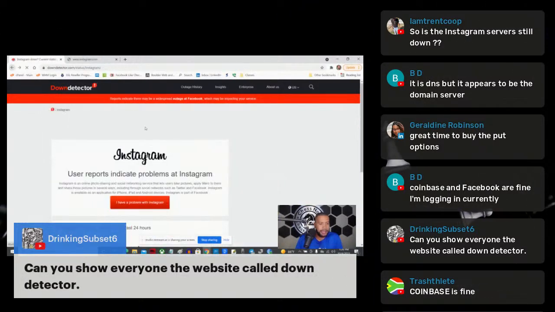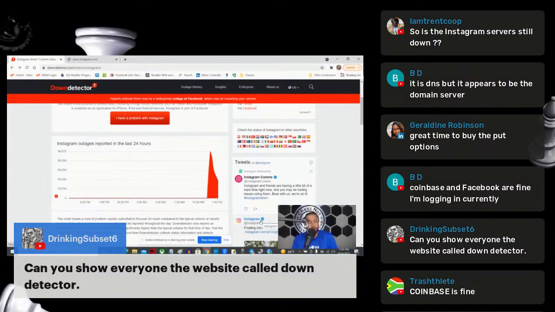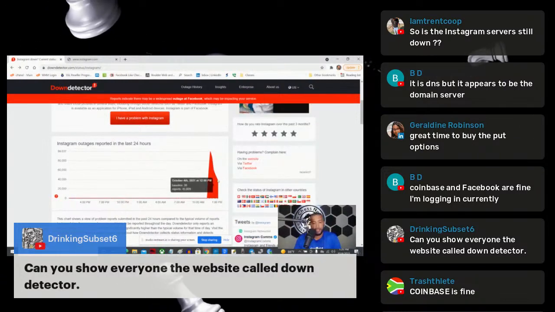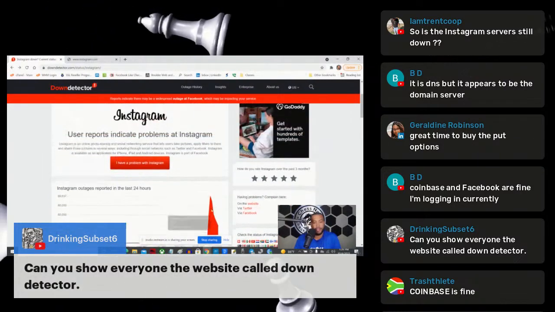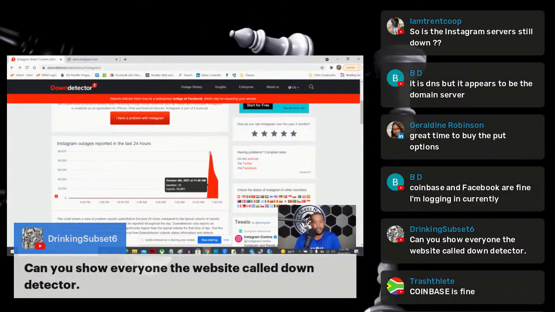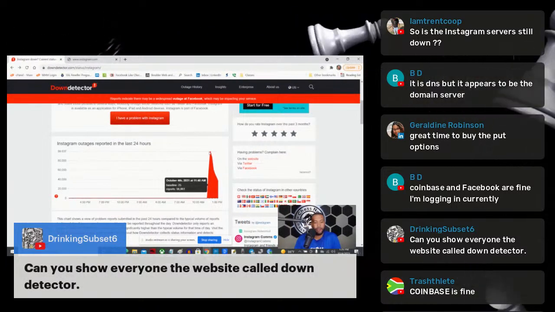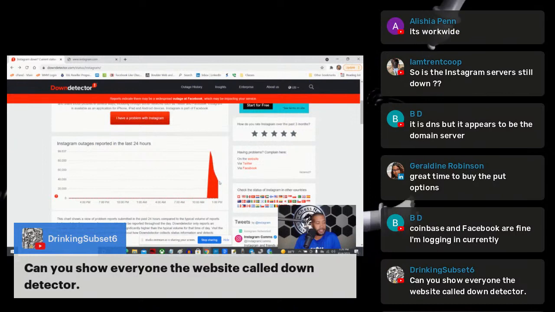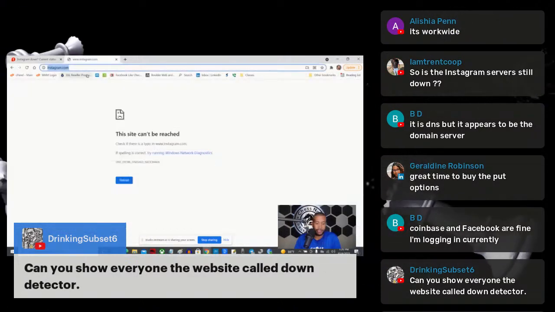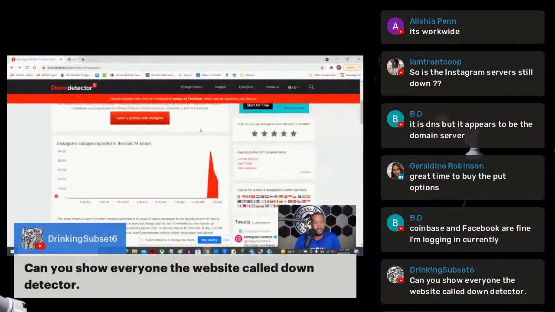But there was a spike. If you take a look at the chart, what this site does is it tracks outages on websites, right? It was a spike this morning at about 11:40, but it's kind of coming down. So they are fixing the problem right now. Let's take a look. Maybe it's fixed. Nope, still not fixed. But they're fixing it.